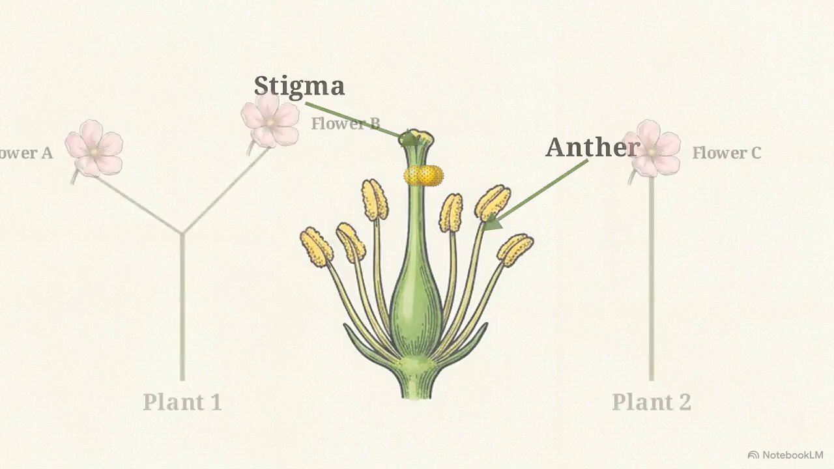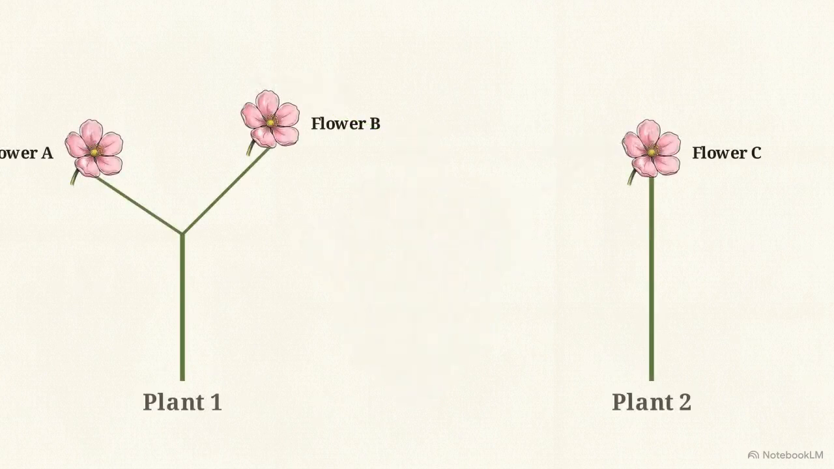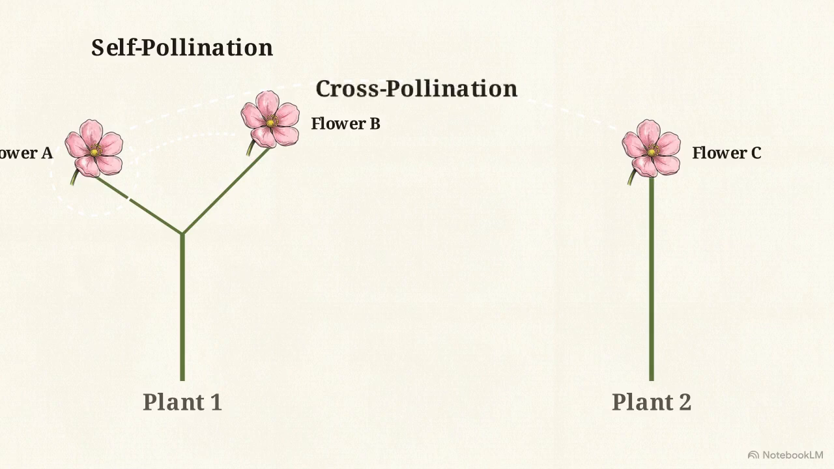Let's clear up a common source of confusion regarding self-pollination. Pollen can move within a single flower, or it can travel between 2 completely different flowers. As long as both flowers live on the exact same plant, it remains self-pollination. Cross-pollination requires a change of address. The pollen must travel to a completely different plant house, provided it belongs to the exact same species.